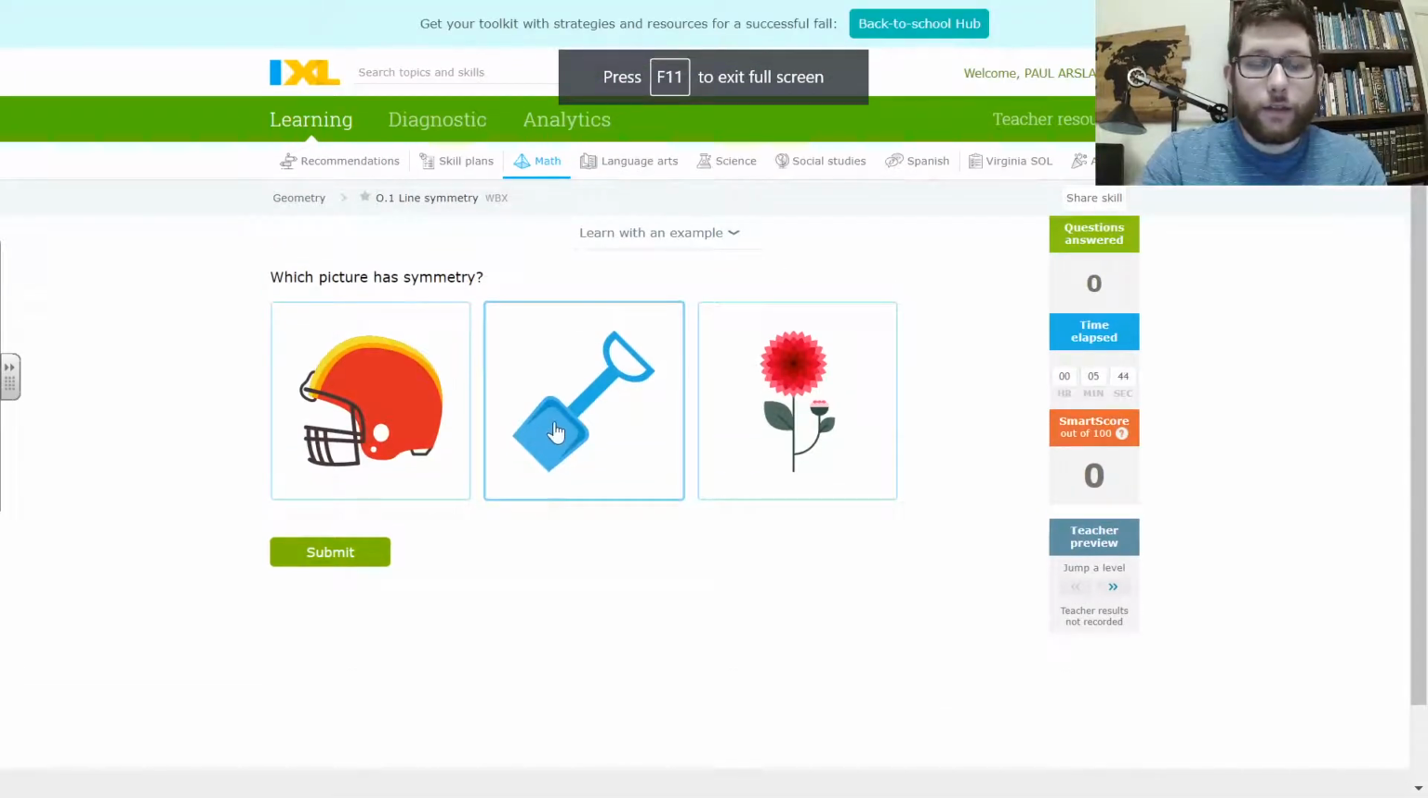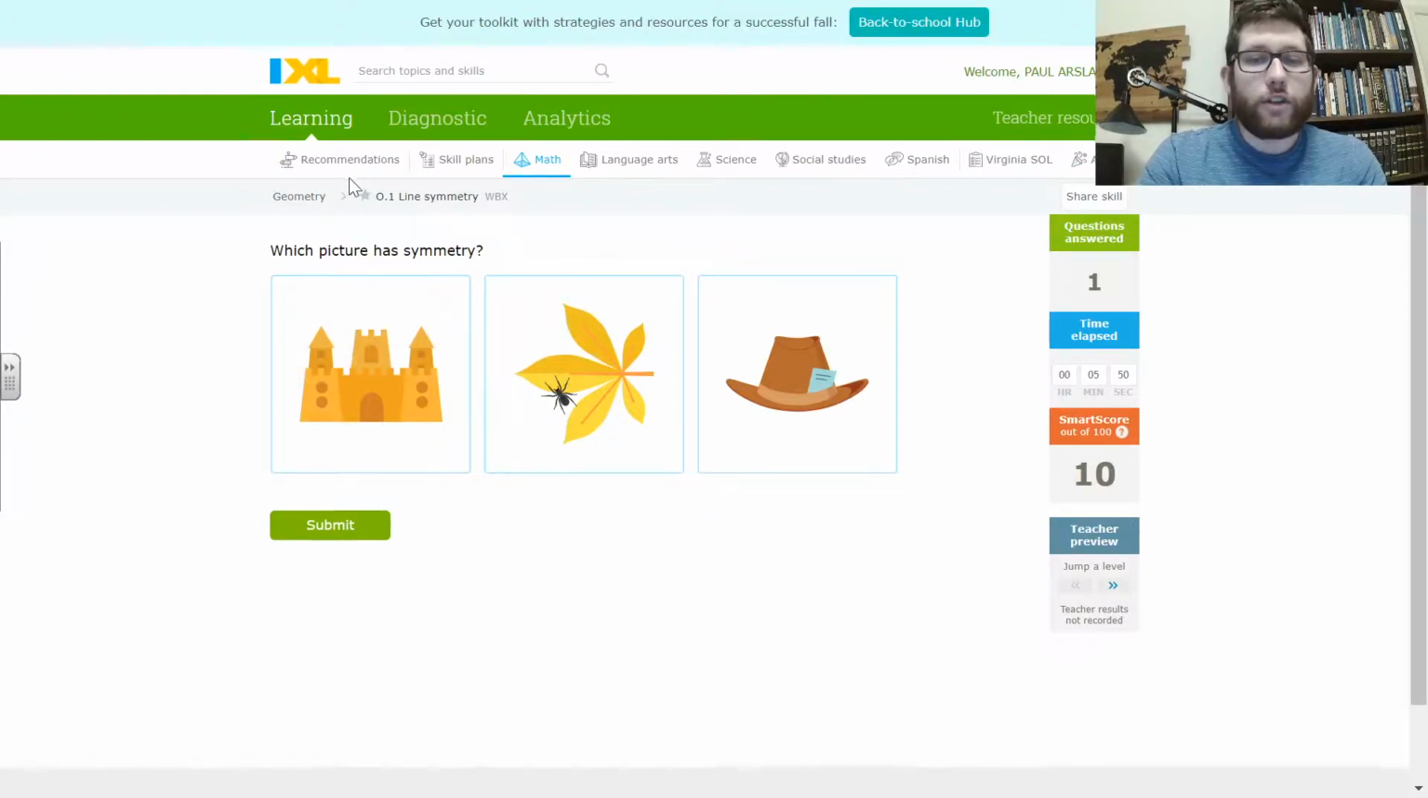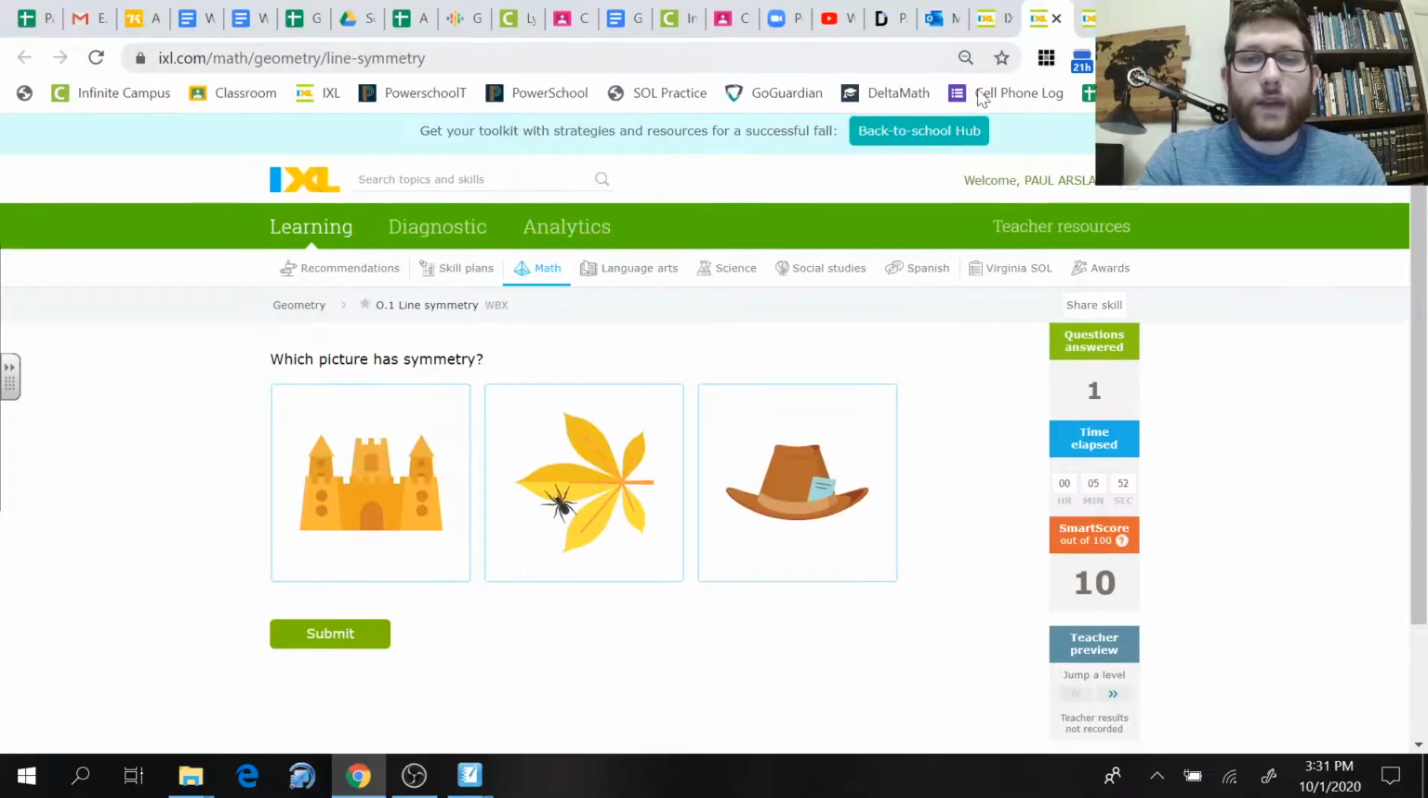And it looks like this shovel has symmetry, and you choose it, and that's correct, and you keep on moving. Okay, so that shouldn't take much more than 5 minutes.